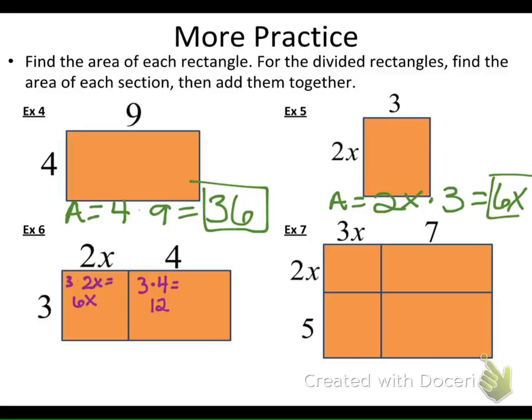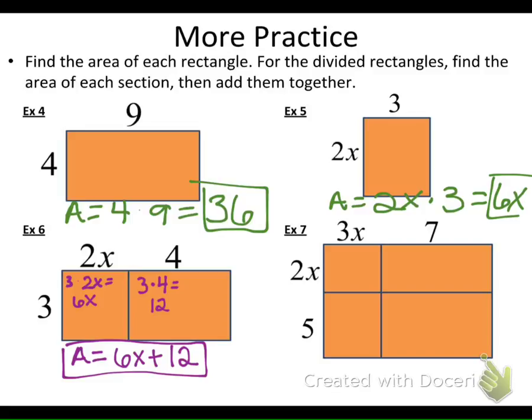So at the bottom, I'm going to put A equals my first rectangle, 6x. We're not going to multiply it. We're going to add it. Plus 12. Isn't that 18? And then that is actually going to be our answer. Oh, okay.